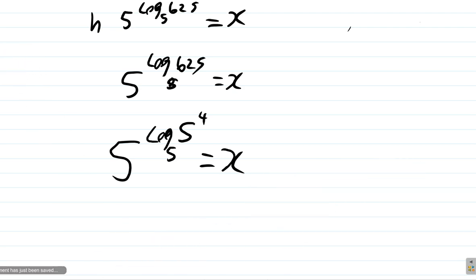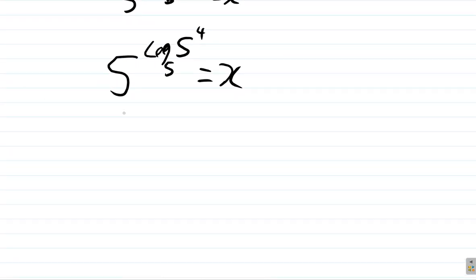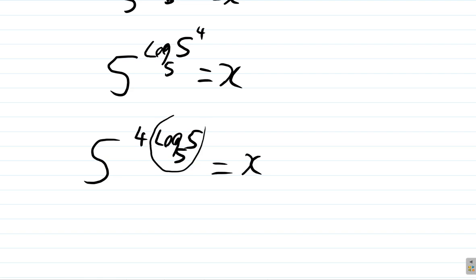So now what we have here is 5 to the power of, you see this part here, we're finding log of 5 to the 4th power. So this now is 4 times log of 5. Remember the base is 5. Equal x. But log of 5 with a base of 5 is 1.